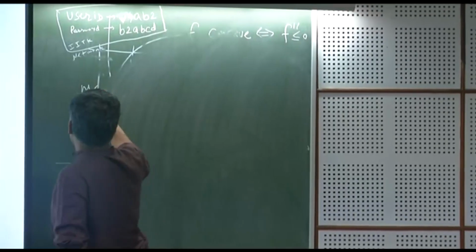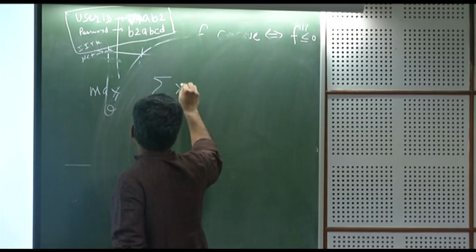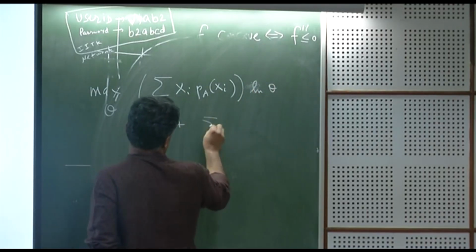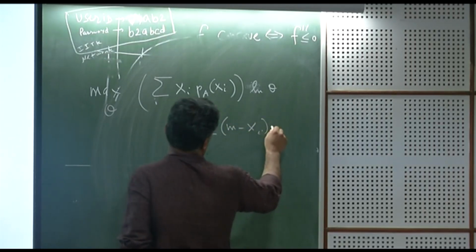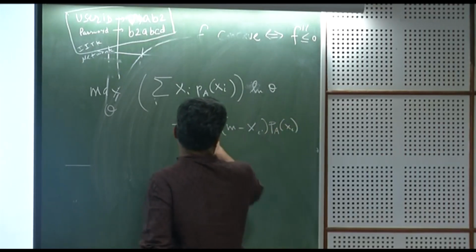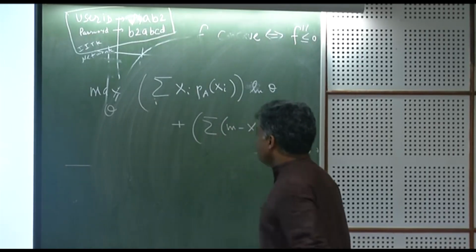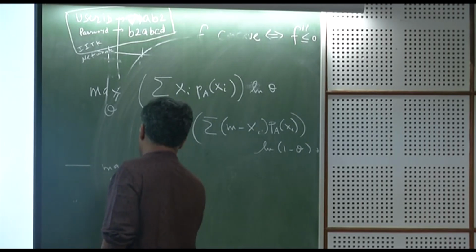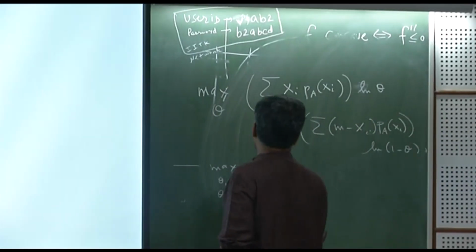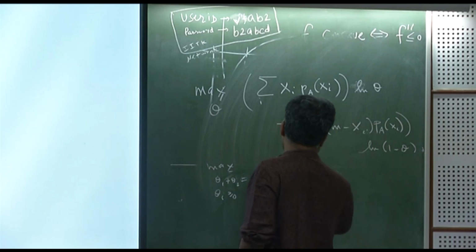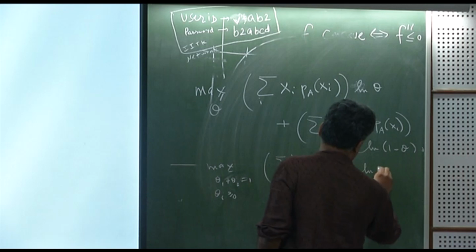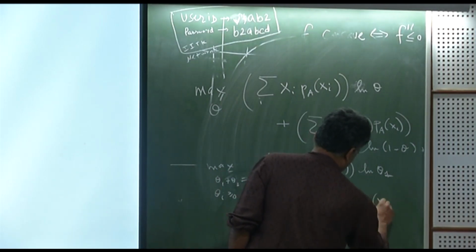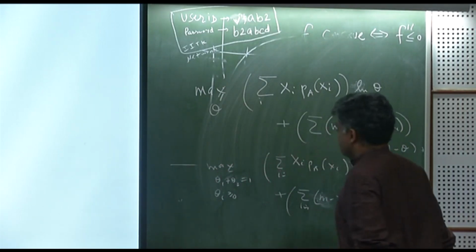is this. I want to maximize over theta the summation over i of xi times P(xi) log theta, plus the summation over i of (m minus xi) times P(xi) log (1 minus theta). This is the same thing as saying maximize over theta 1 and theta 2, with theta 1 plus theta 2 equal to 1 and theta i greater than or equal to 0, the summation over i of xi P(xi) log theta 1 plus the summation over i of (m minus xi) P(xi) log theta 2.